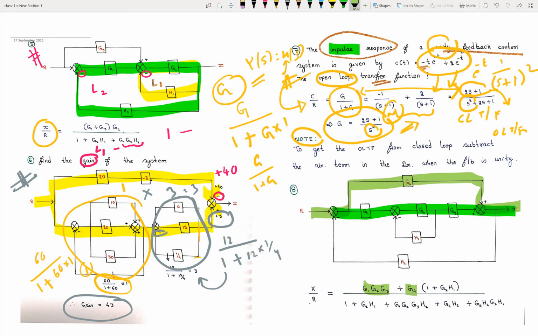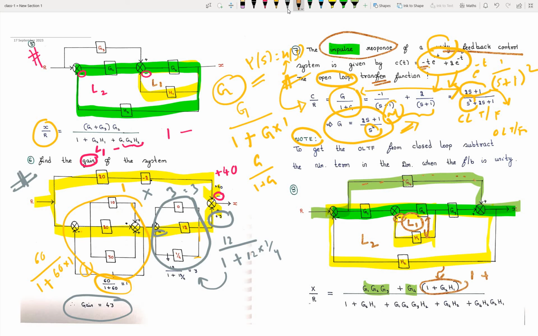Let me name this L1. Let me use this yellow pen here. So we have this one loop, and this is one outer loop. Let's say this is L1 and this is L2. If you focus on this forward path, for this forward path, L1 is not touching. Whenever the loop is not touching, we have to include that. How we include it is 1 minus, and already we have a minus sign here, so minus into minus is plus, and we have to multiply these two, g2 and h1. The same thing I have written here.